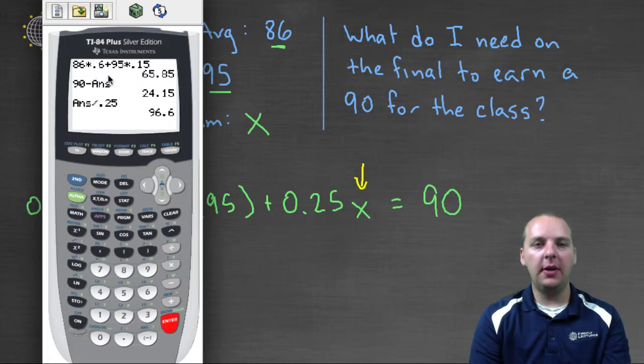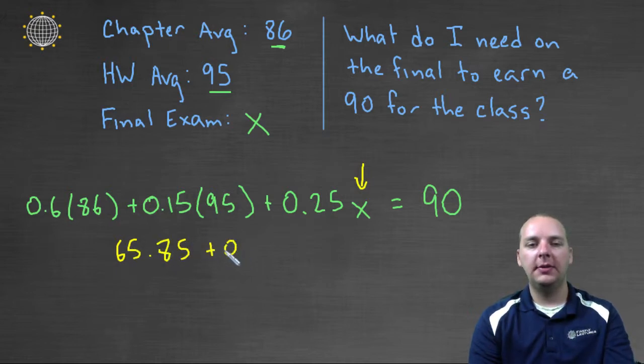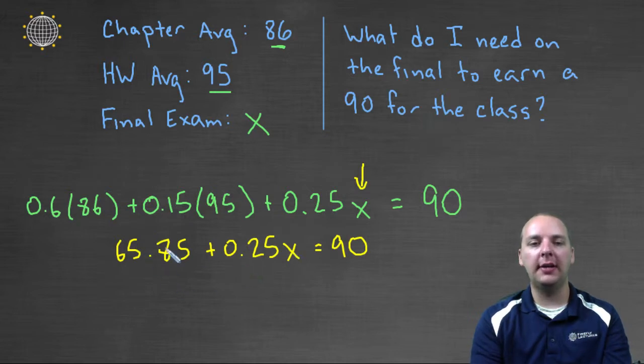All right. What I've done is I've sped through the process a little bit. I took 86 times 0.6. That was the weight for the chapter test. That was 60%. 95 times 0.15, 15% was the weight for the homework. And since those are both constants, I went ahead and added those up. We got 65.85. So we got 65.85 plus 0.25x equals 90.